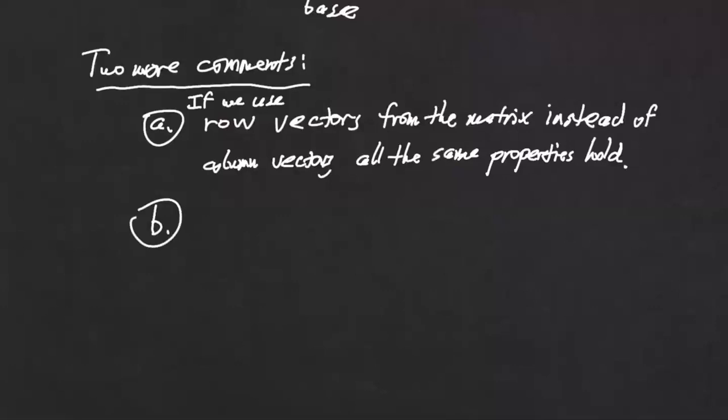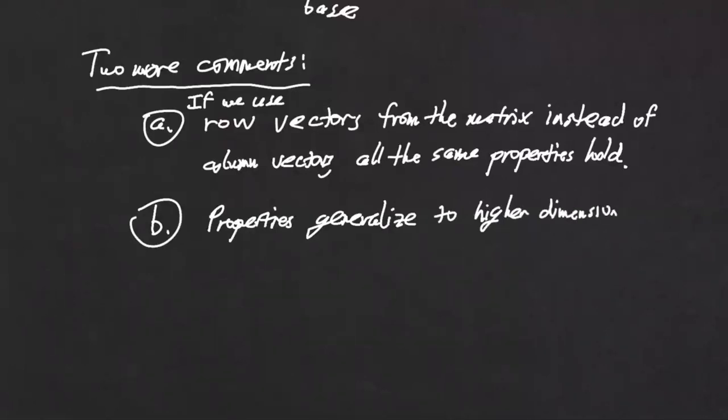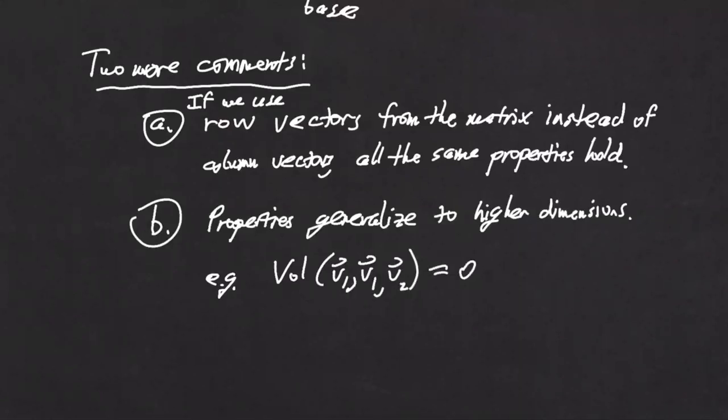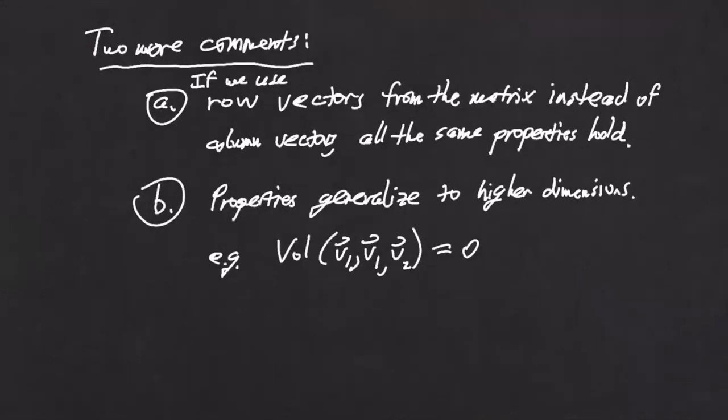The second thing I want to say is that all of these properties generalize to higher dimensions. You can try to think about these in 3D. As an example, if we had the volume formed by V1, V1 and V2, so the same vector twice, that would actually be 0, because you're not really forming a 3D object, you really just have two vectors. You'd be forming a parallelogram again in space, which has area, but has 0 volume. So a repeated column or a repeated row means the determinant is 0.